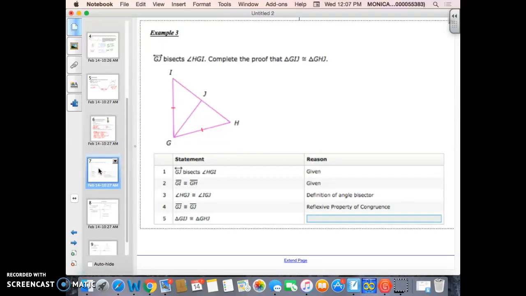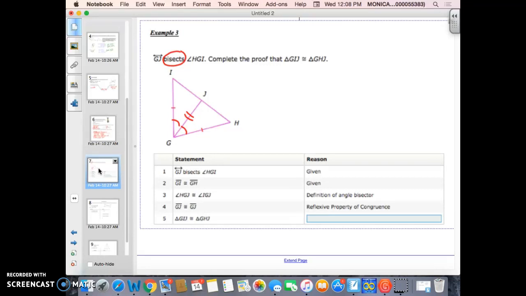So this is kind of what IXL is going to look like. We know that GJ bisects this angle here, HGI. The word bisect means to cut in half. If you cut something in half, you have equal parts. So because of the definition of an angle bisector, I know that this angle and this angle are congruent. We want to complete the proof to say that the two triangles are congruent. There's another piece of hidden information that I can use, the reflexive property, and that's telling me that GJ right here is congruent in both triangles. So if I split these triangles apart, they would both share that side.